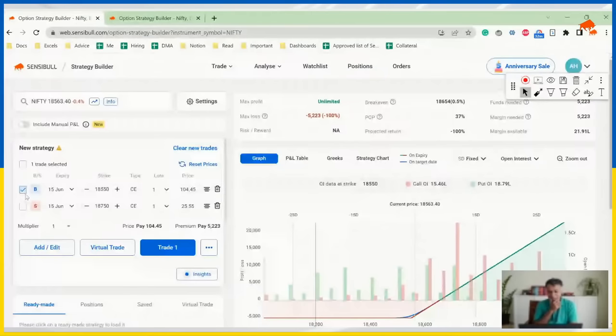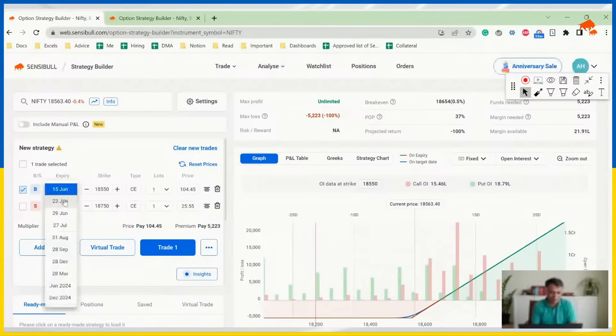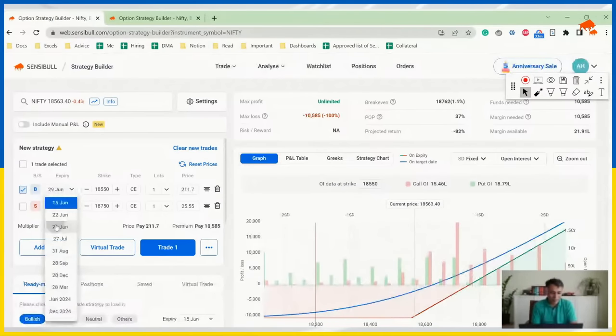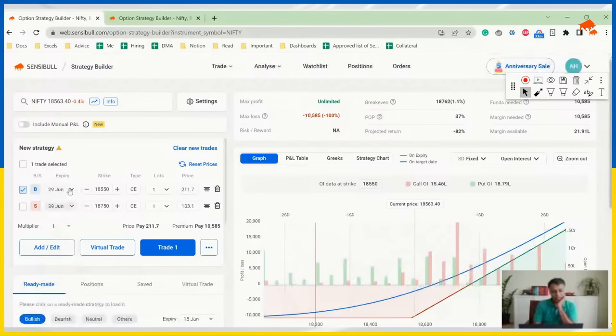Okay, so what's the bull call spread? Basically, the bull call option is you buy the 18,550, and that's that. The spread is you buy 18,550 and then you sell 18,750, saying that it won't go back up beyond that. I'll illustrate it better with a longer term spread, because with a short term spread you don't really see the benefit. So here's the thing. If you're buying a 29th June 18,550 call option and your 2 week, 20 day target is around 18,900, let's say, or 18,800 is your target.